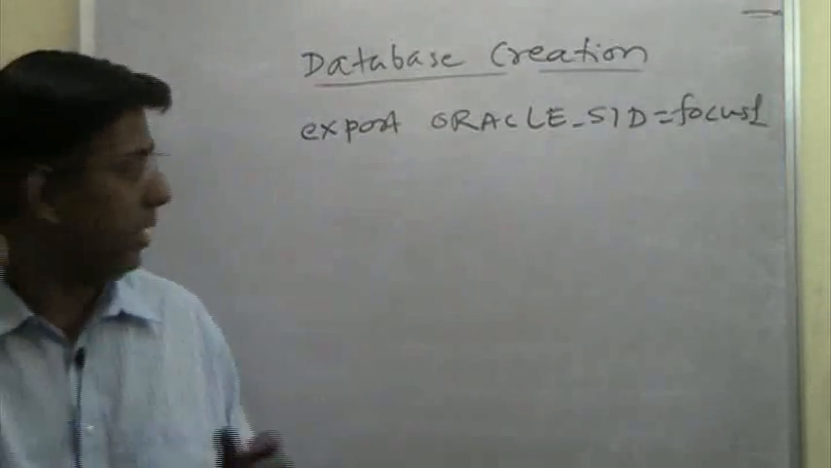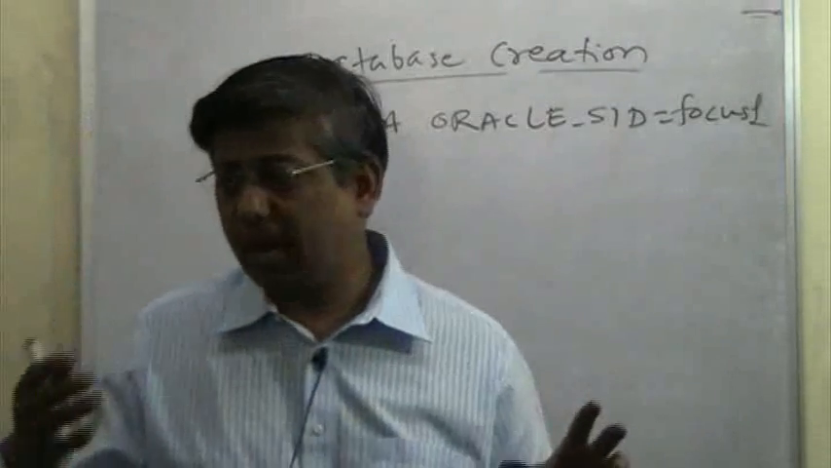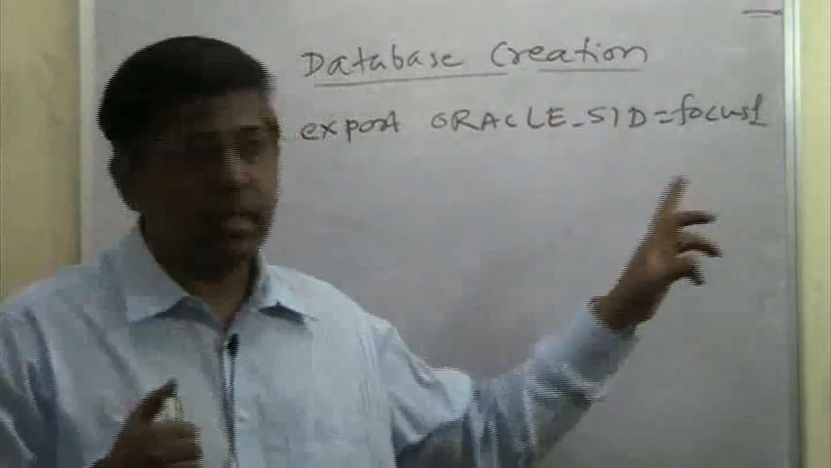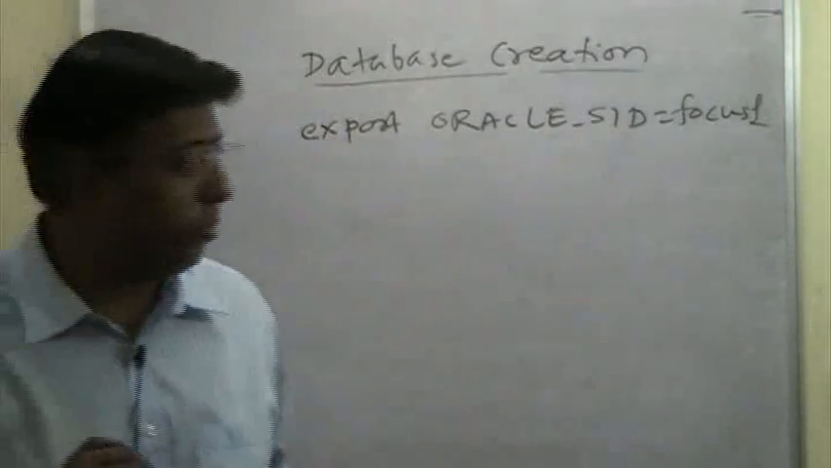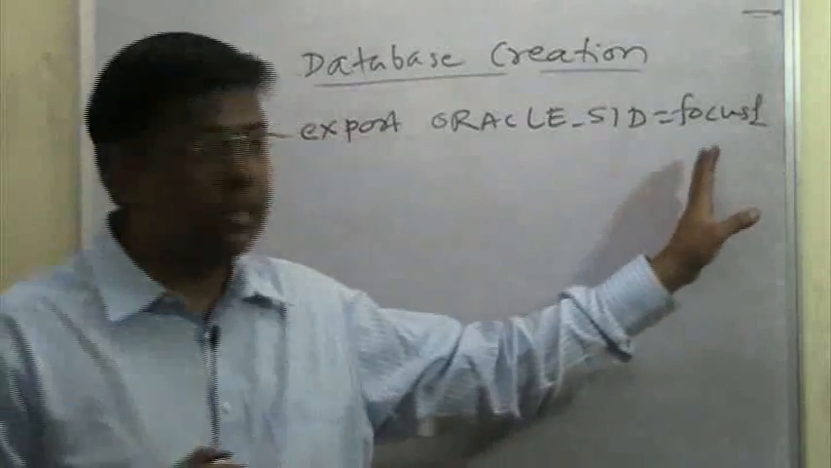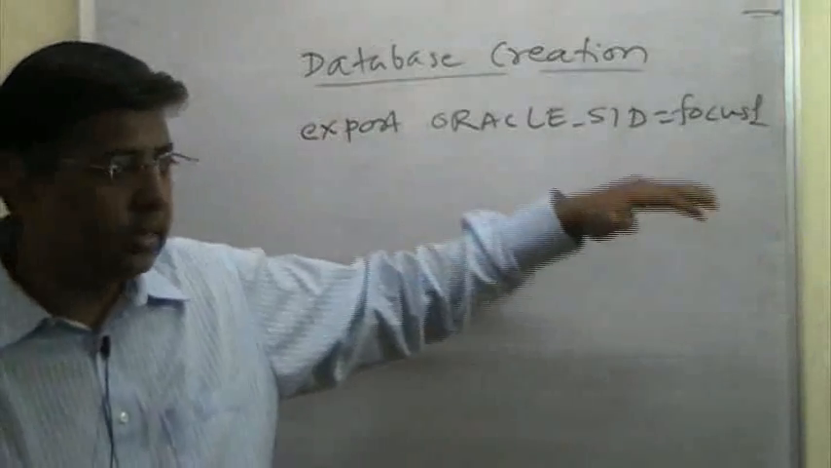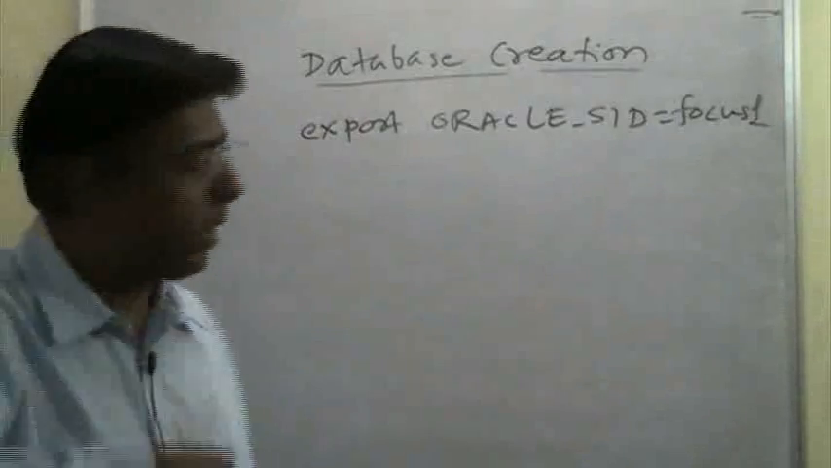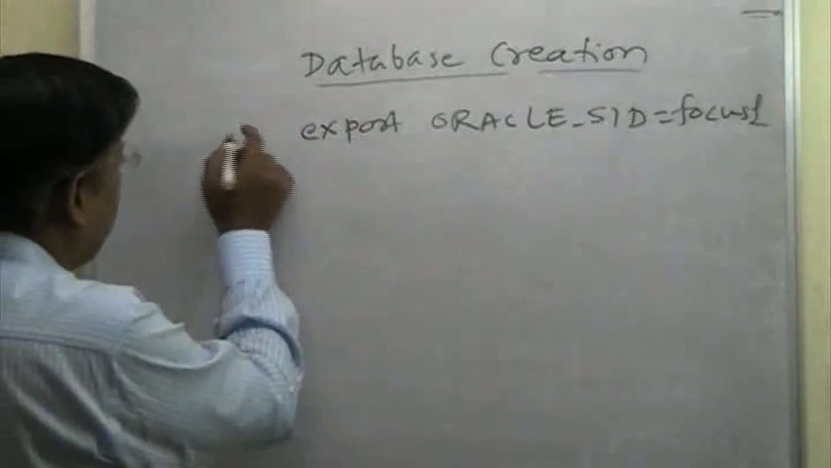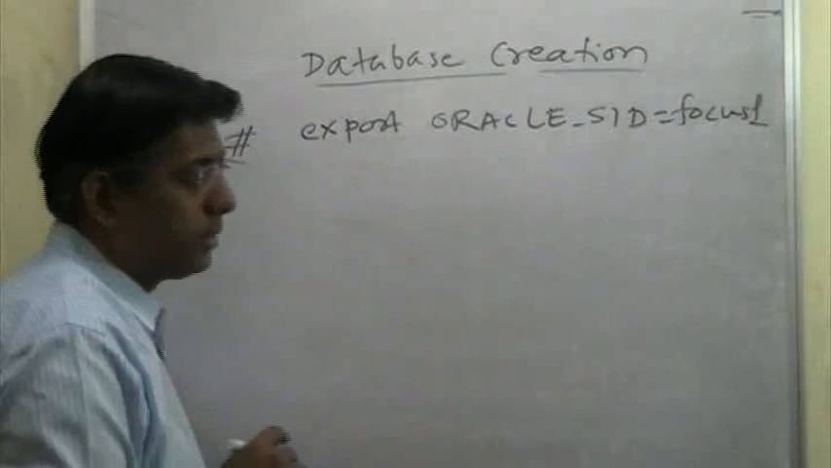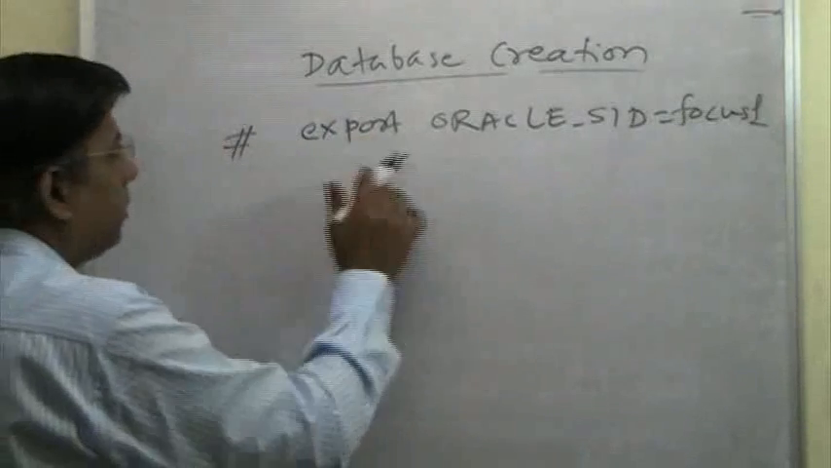So we'll not talk about that. But yes, in all of our discussion here, the name of the database and the name of the instance is going to be the same. So many times I would say SID is the name of the database also, but in reality it is the name of the instance. Okay, so you are going to write this at the Unix prompt. export ORACLE_SID=focus1.